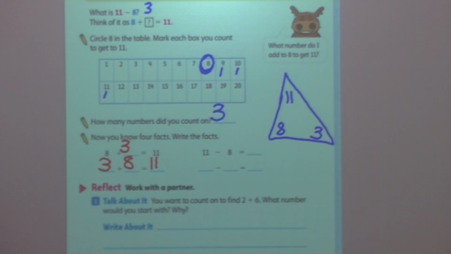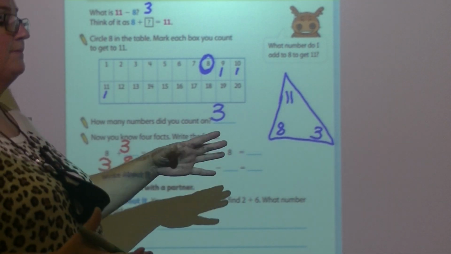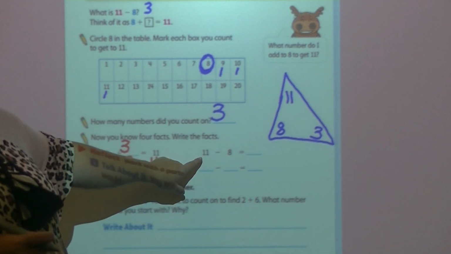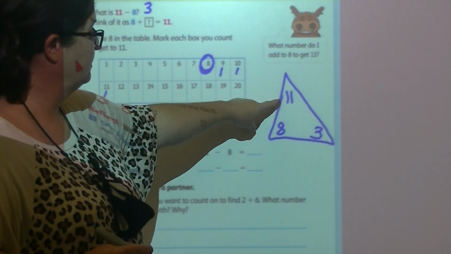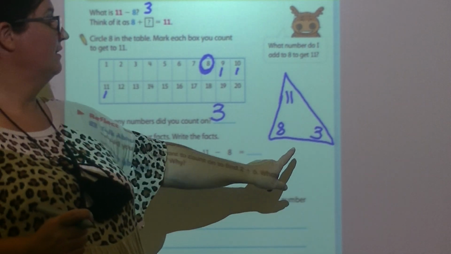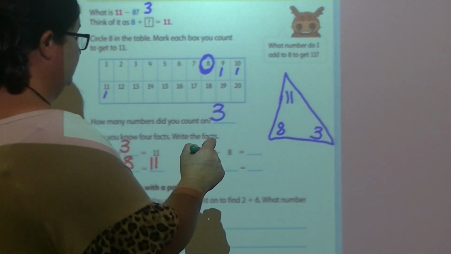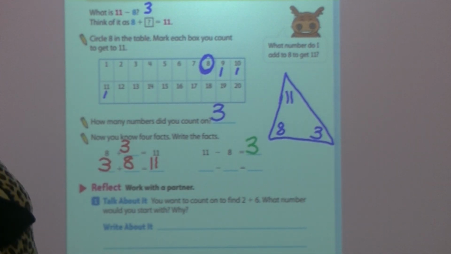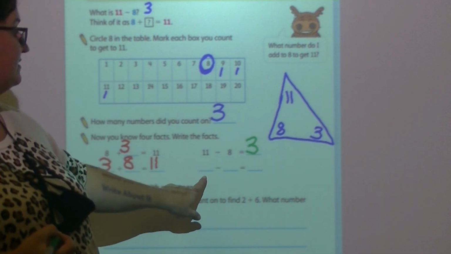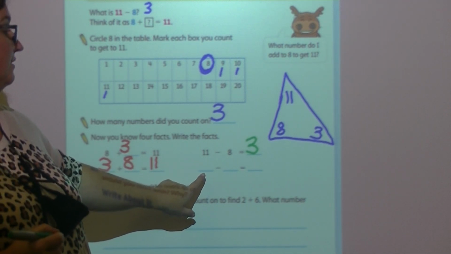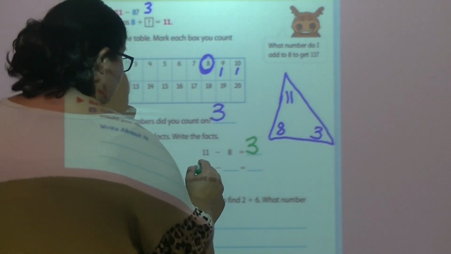And then we subtract. When we subtract, we start with the large amount and take away. 11 minus 8 equals what number? Yes, it equals 3. Now remember, the first number when you subtract is the larger number, so which number is first? Yes, 11, your bigger number.